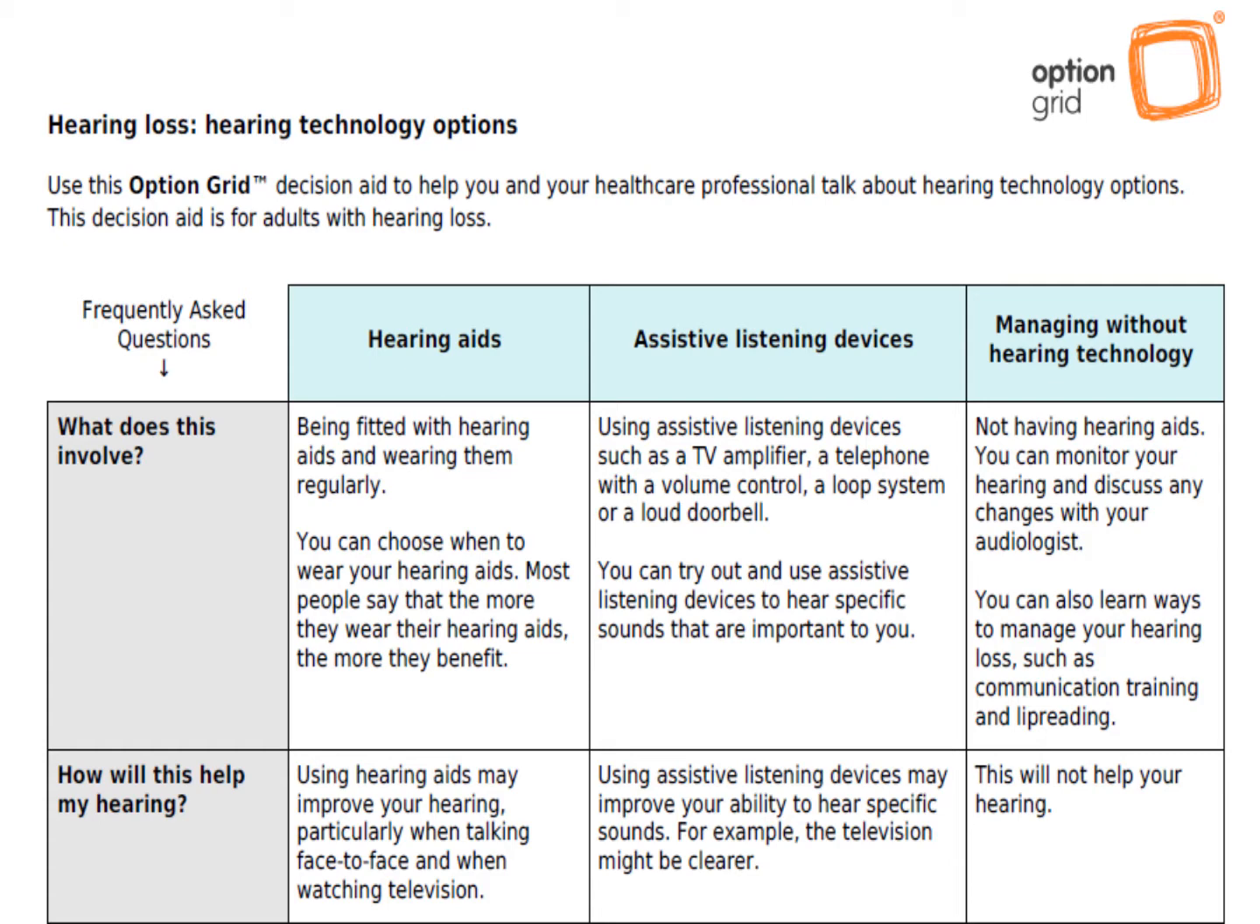In the second column, you can compare hearing aids to assisted living devices. And then in the third column on the right, you can see what you could do if you got neither a hearing aid nor an assisted living device. So it's basically comparing three approaches to dealing with hearing loss.